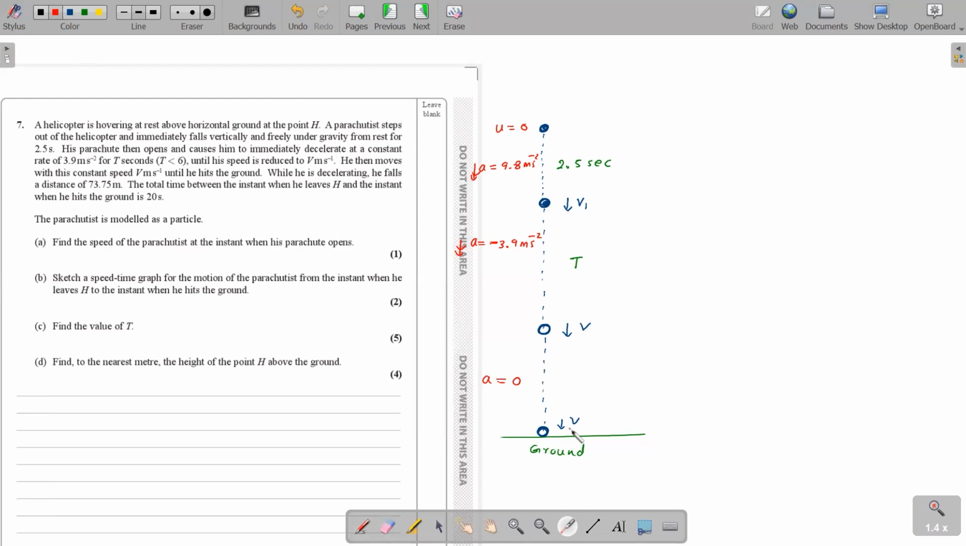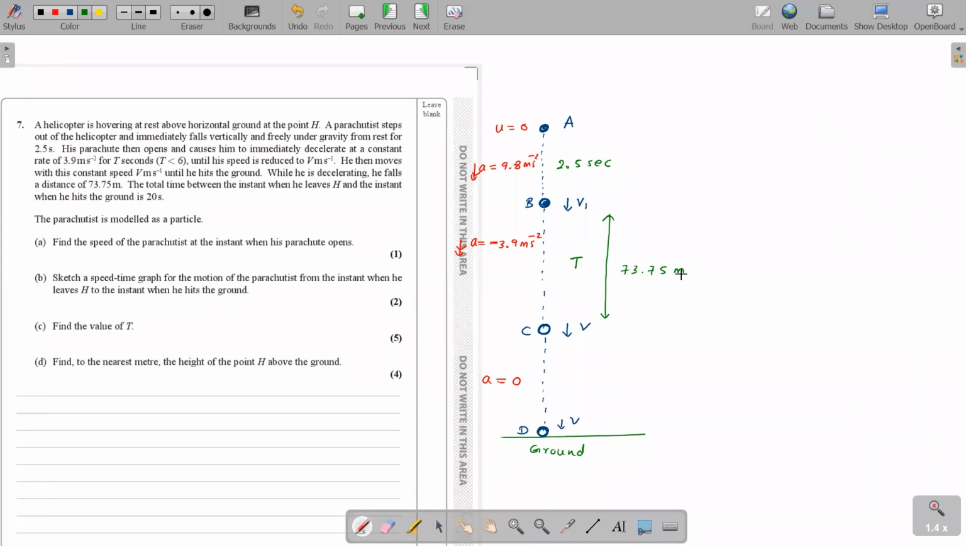They say while he is decelerating, he falls a distance of 73.75. Which section are we talking about? Shall I give these sections names? Starting point A, this is B, this is C, and the ground is D. In which section are we having the deceleration? A to B, B to C, or C to D? We have the deceleration in BC. A to B we are accelerating, B to C we are decelerating, C to D there is no acceleration. So basically, this BC section is 73.75 meters.